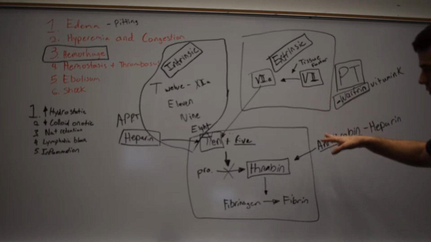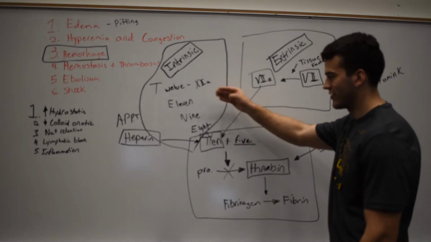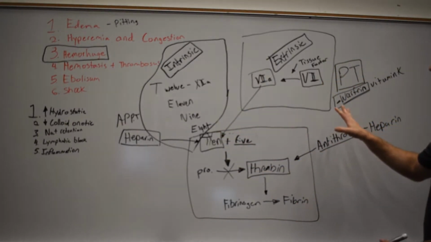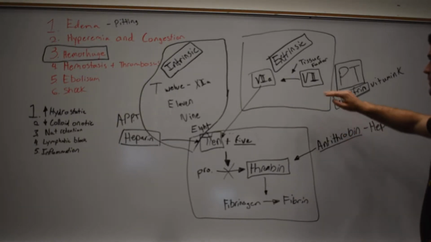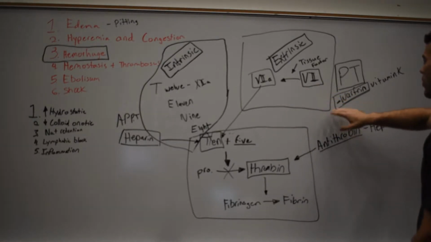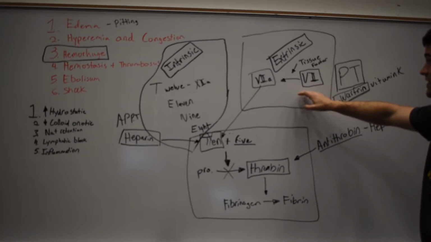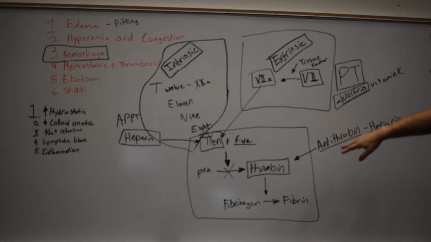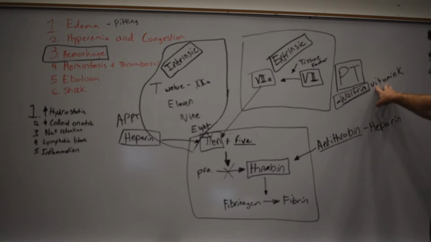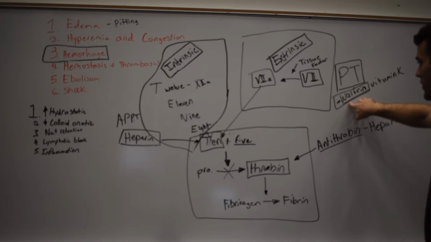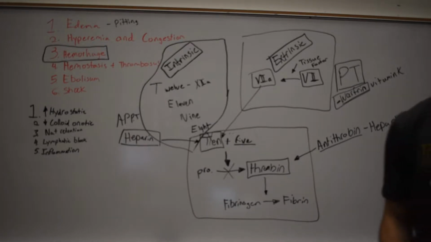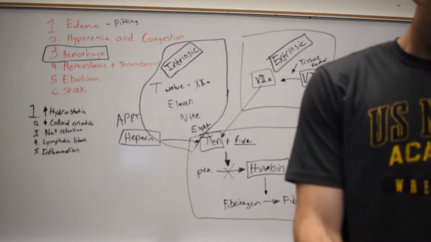There's actually a couple different ones. It also affects factor 9, factor 10, and 2. You don't need to know those as much for testing purposes, but the one you've got to know is that warfarin affects the extrinsic pathway, which is measured by the prothrombin time test, and it's going to be influenced by the amount of vitamin K that is made unavailable by warfarin to make factor 7 in the liver. Okay.